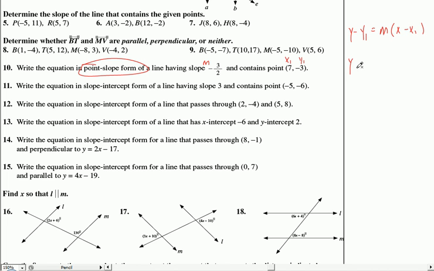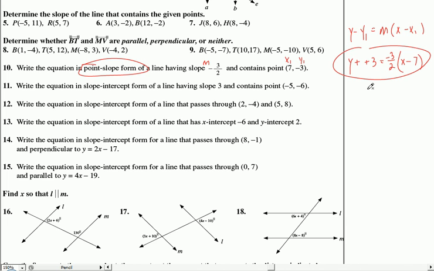So it's y minus y1. What's our y1? -3. Now you could do this: what's minus a negative? It's plus. Equals m. What's our m? -3/2. And then it's x minus x1. So I put an x here minus x1, which is 7. And then I'm finished. That's it. That's all you have to do.